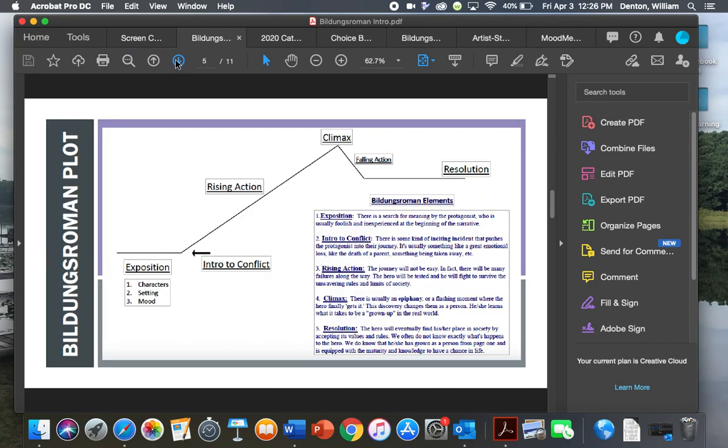So here is the plot diagram for it. Okay, so we know what this is. We spent quite a bit of time going on with this, but what you need to understand is within each one of these, there's a criteria. So to make it a Bildungsroman, in the exposition, you have to have this criteria. In the exposition for the conflict, you have to have this criteria. For the rising action, it's this criteria. So on and so forth.